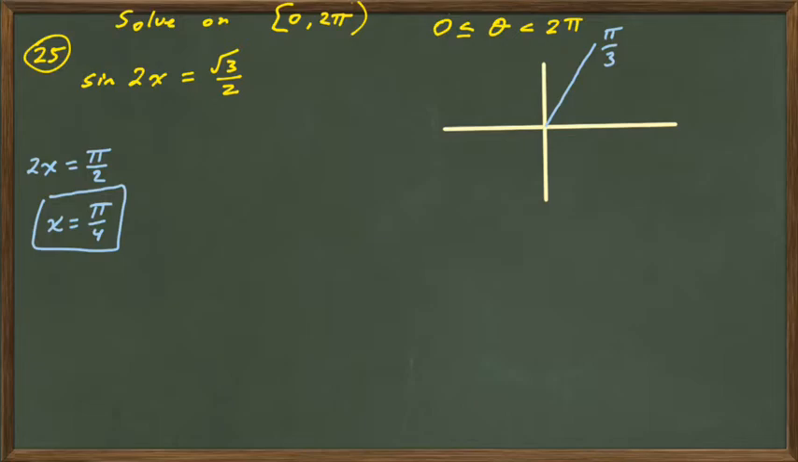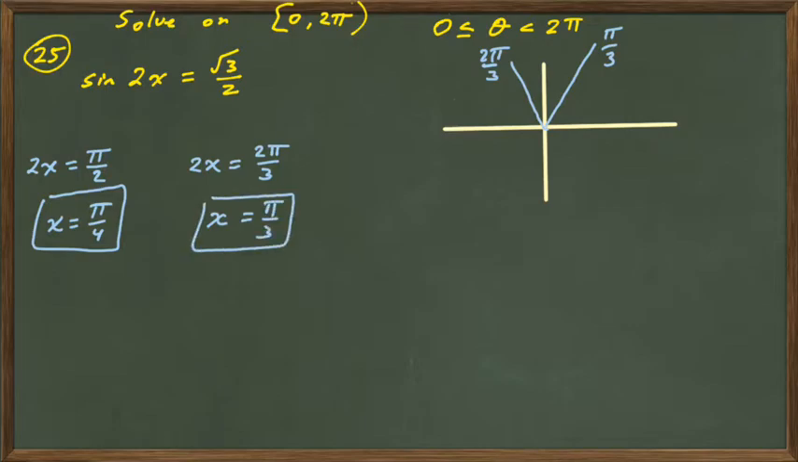Now where else is the sine positive? Over here. 2 pi over 3. So 2x has to equal what else? 2 pi over 3 multiplied by 1/2, and that gives you pi over 3. Wait, why wouldn't that one be pi over 3? Why is it pi over 2? I'm sorry? Why is the first one pi over 2? No, you're right. The first one should be pi over 3, right? And I think you're absolutely right. And when you multiply by 1/2, you get what? Pi over 6? I think you're right.